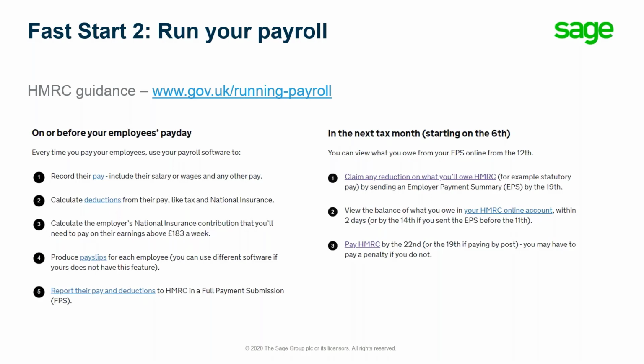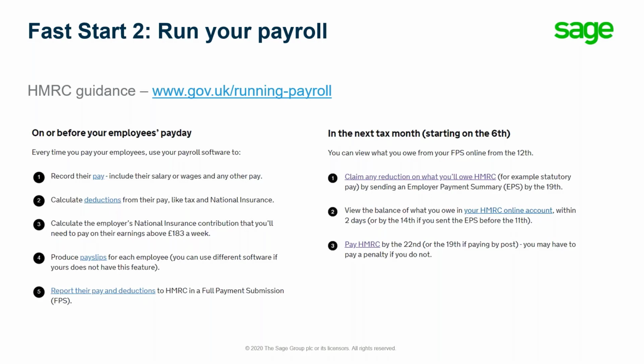So as you can see, on or before the employee's payday, you will need to use payroll software to record their pay, including salary, wages, and any other payments, for example, overtime or bonuses. You'll need to calculate deductions from pay, like tax, national insurance, and pension contributions. You'll need to calculate employers' national insurance contributions on earnings above the relevant threshold, produce payslips for each employee, and then report the pay and deductions in a full payment submission, abbreviated to FPS.